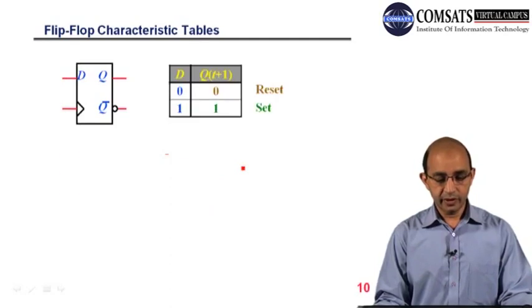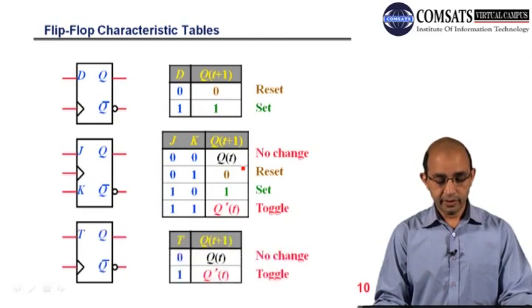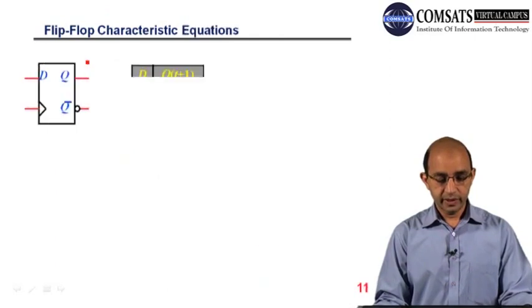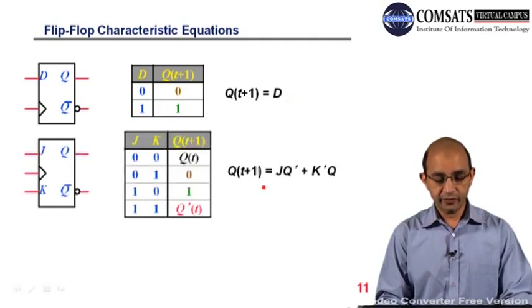So here we have the tables, right? And we have the symbolic representation for those flip-flops. In addition to the symbolic representation and their characteristic tables, we have the characteristic equations. So you can see we have Q(t+1) is equal to D. For JK flip-flop, we have Q(t+1) is equal to JQ' plus K'Q.